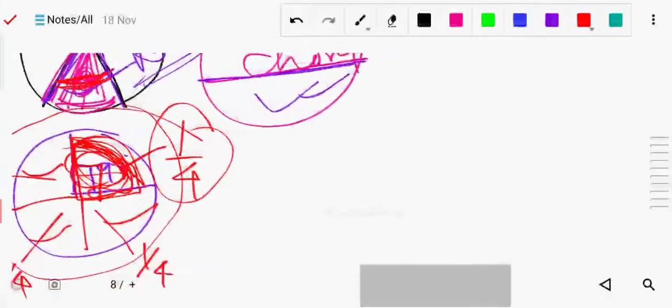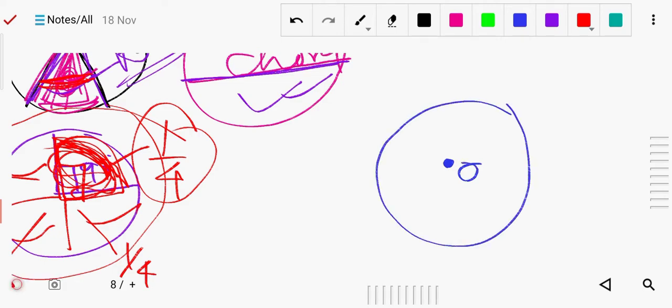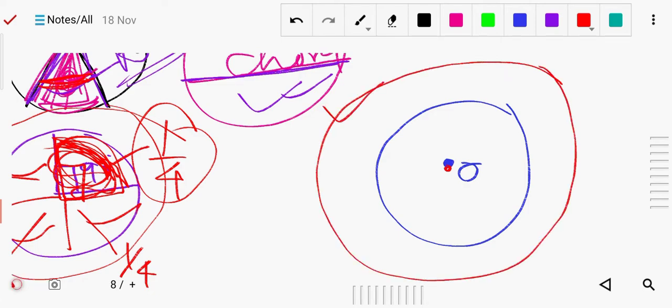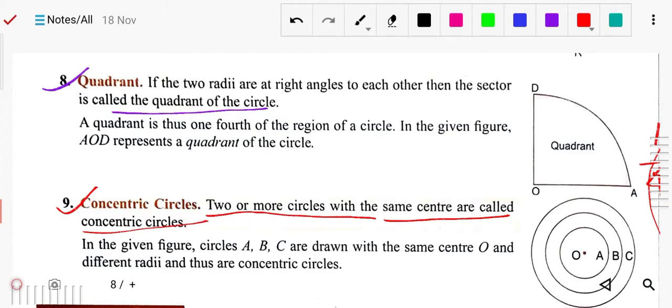Okay, so suppose this is O, and one circle I have drawn here, and with the same center I am drawing another circle. Both circle 1 and circle 2 share the same center, so this type of circle is called a concentric circle. You can see in this figure also, three circles are drawn and all have the same center, so that is called the concentric circle.